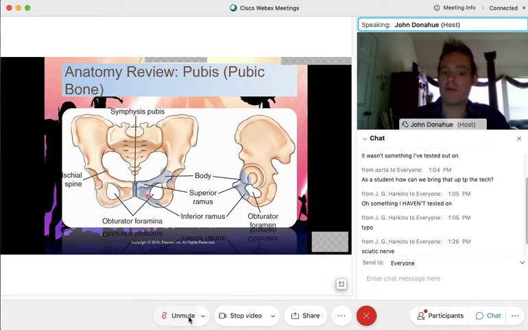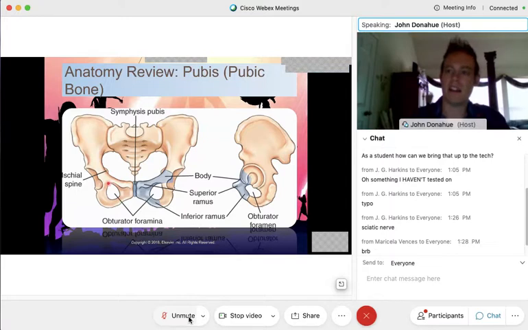If you remember saying ramus, the ramus has two parts. We have the superior ramus and the inferior ramus. I went over here. Here's the superior ramus. Here's the inferior ramus. And then the body right over here. Right here in the middle, of course, is that pubic symphysis. That's a cartilage between both pubises or pubi that connects those hip bones together.